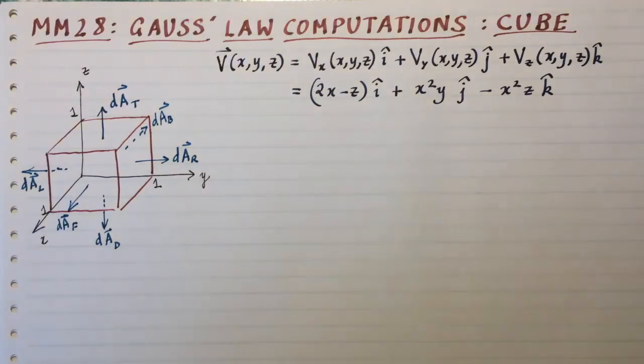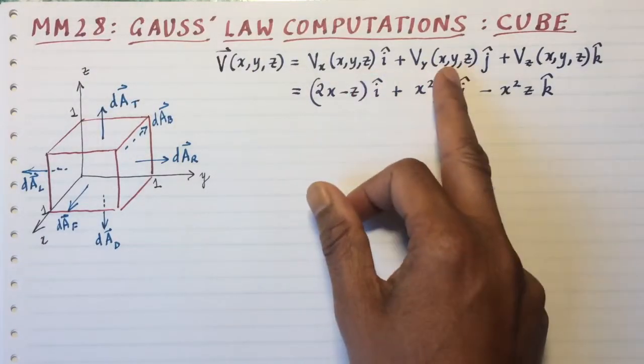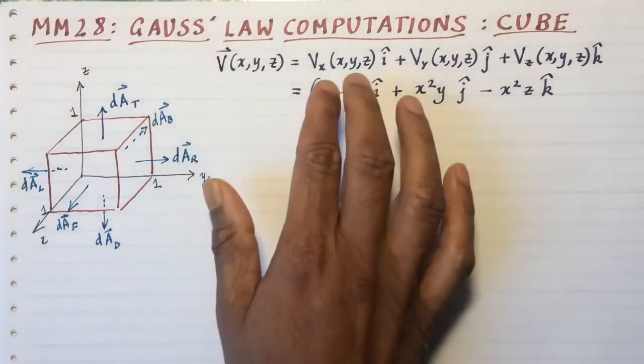What I would like to do in this video is to explicitly verify Gauss's divergence theorem using an example of a somewhat simple vector field. The most general vector field can have x, y, and z components. In each of the x, y, and z components, it can be a function of x, y, and z.